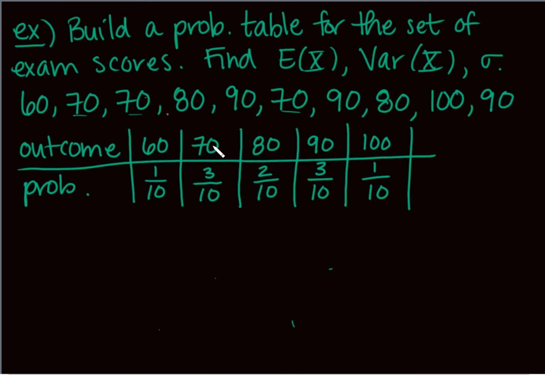70, for instance, right? The frequency of it is 3, and it's relative to the number of exam scores that I have, okay?